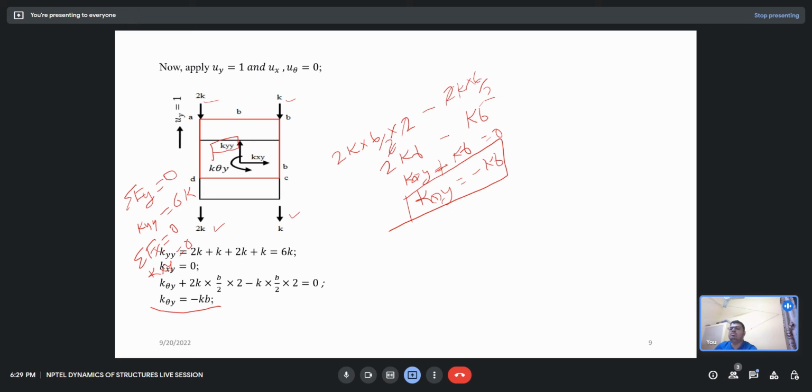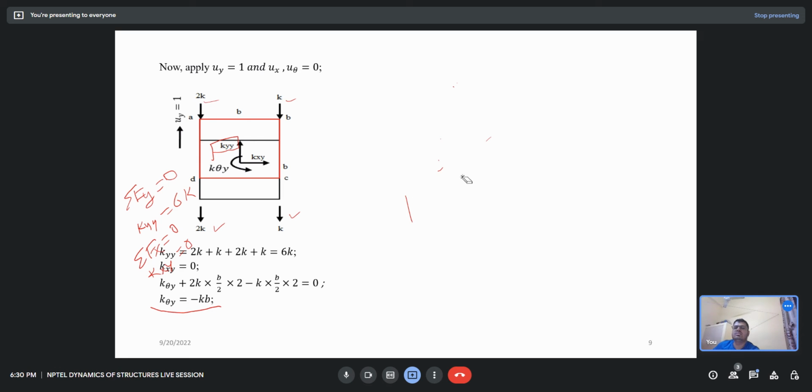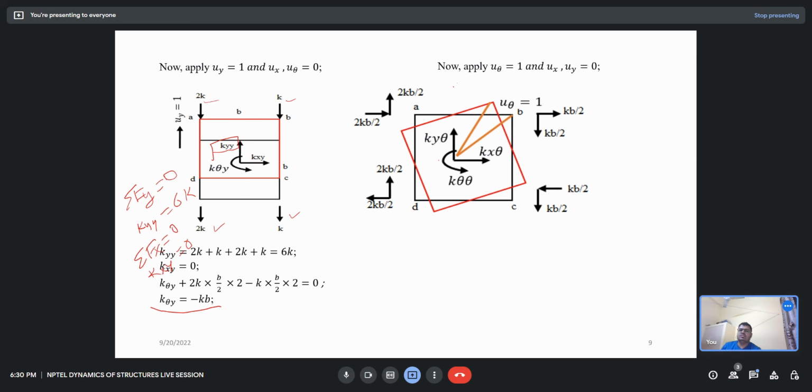Okay. Is there any doubt in this one? Any doubt? Okay. If not, then we are moving to the third degree of freedom, which is u theta. So if you apply u theta is equal to 1 and the other degrees of freedom ux and uy are 0, then my slab is rotated by theta equal to 1.